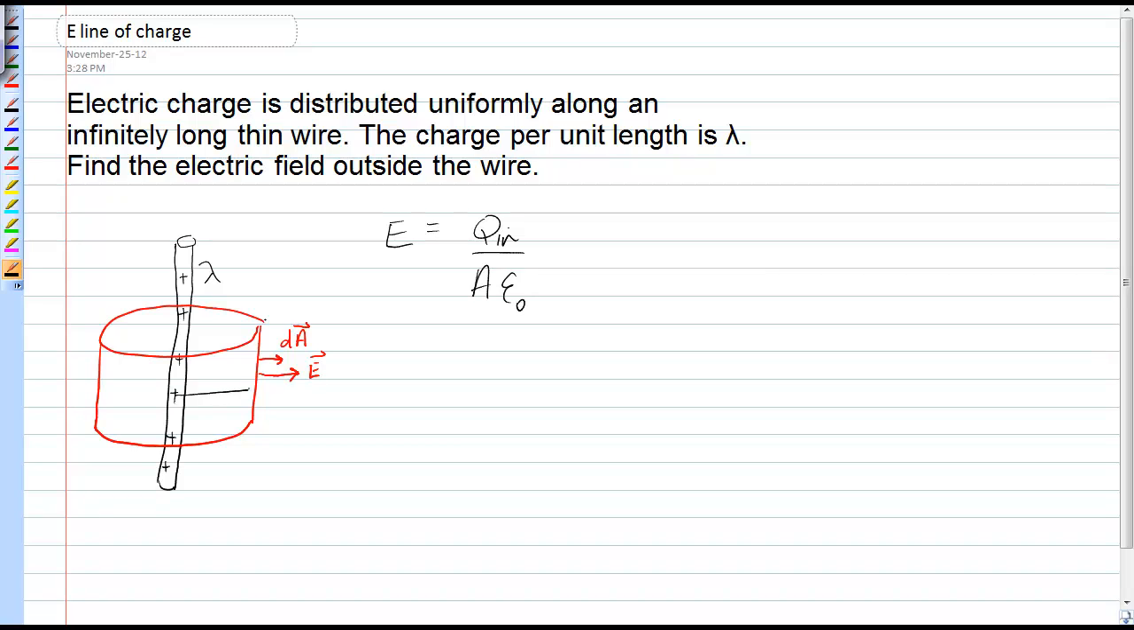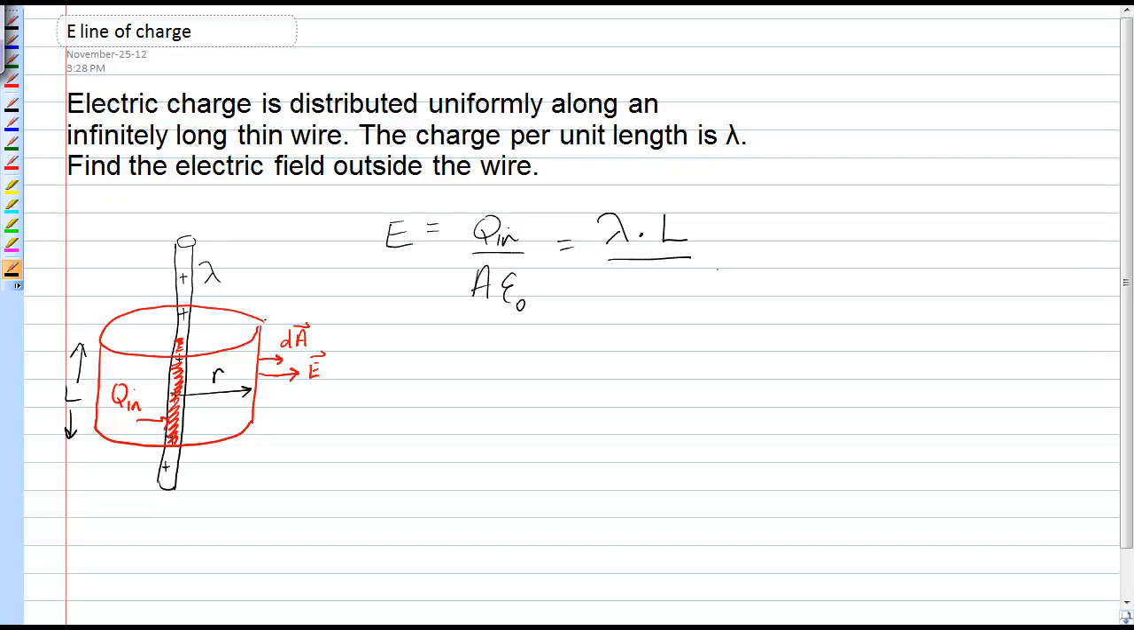We'll let the radius of our Gaussian surface be R and the length be L. Now, even though the wire is infinitely long, the Gaussian surface is not infinitely long. It is of finite length L. So the amount of charge inside our Gaussian surface is this amount of charge chopped off by the Gaussian surface. That would be our Q_in. And we can see that that just exactly equals the charge density times the length of the Gaussian surface.